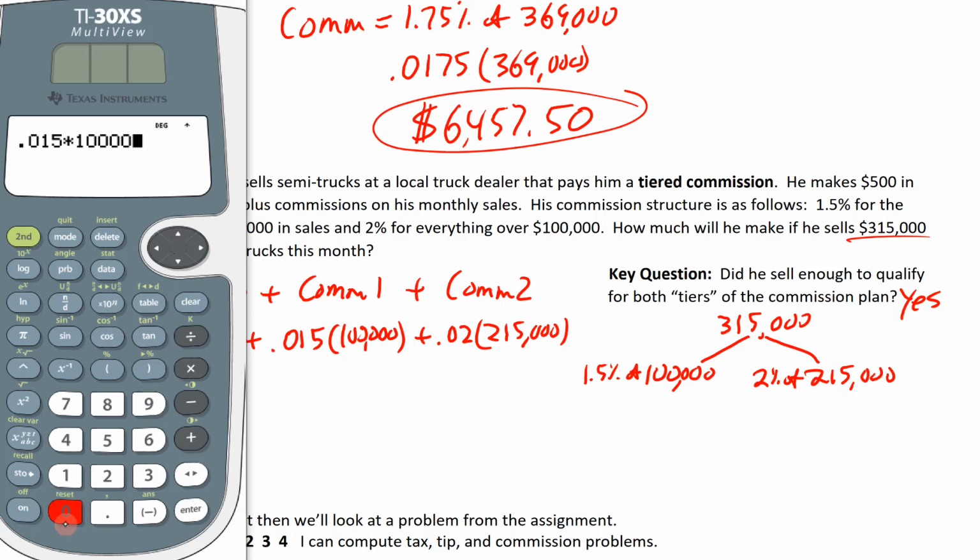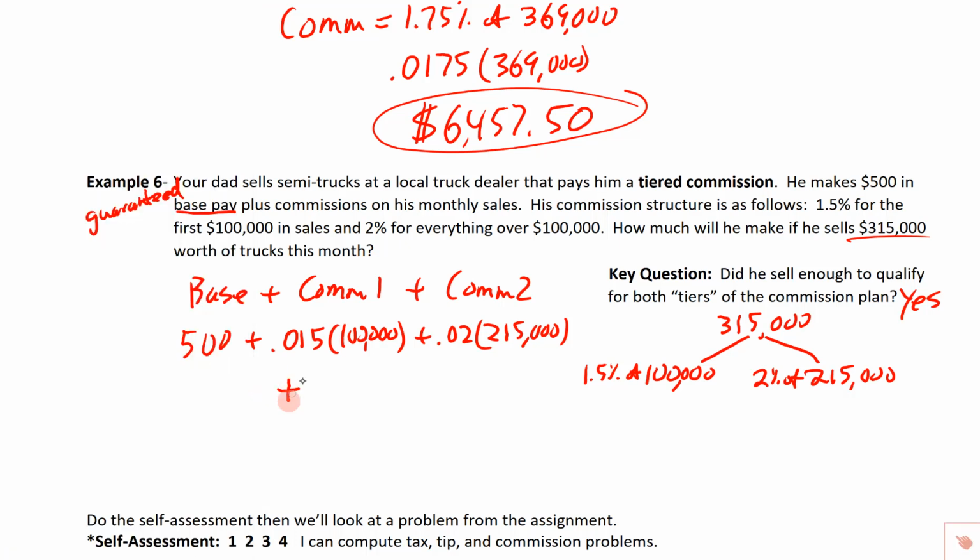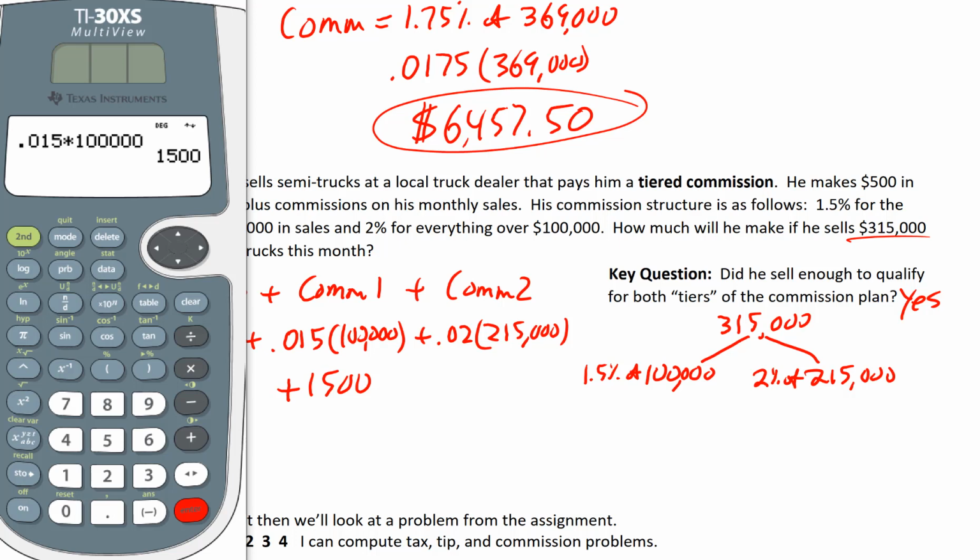0.015 times 100,000. Now, if you're quick, you might recognize what this is. So I need another 0 on there, don't I? Yep, need 5 zeros. So make sure that this is typed in the right way. It is. We got 1,500. So this is going to be plus $1,500. This first commission is $1,500. Let's grab the other one.